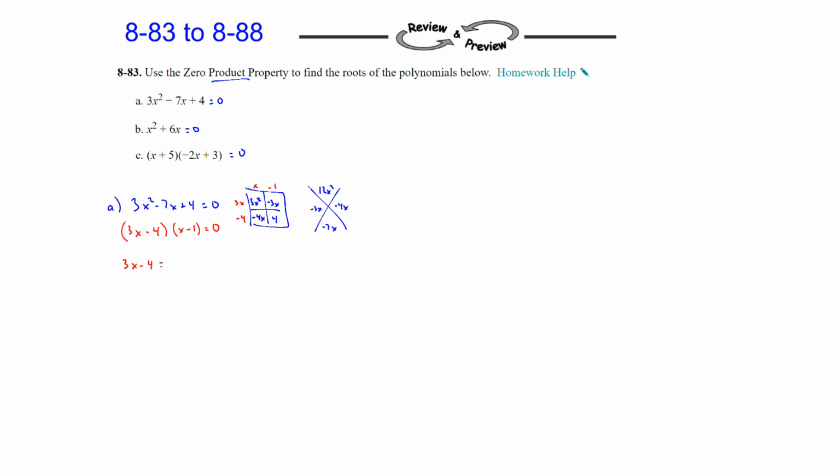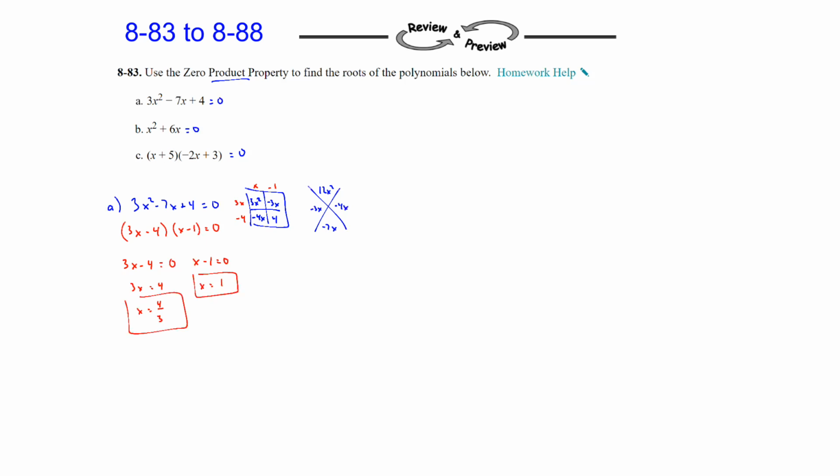When two numbers are being multiplied together that are equal to 0, one of the factors must be 0. So we're going to set both of them equal to 0 and solve the two linear equations, and we get x equals 4/3 and x equals 1. So we used the zero product property. We factored first, then used it to find the roots of the polynomial. And the roots are x equals 4/3 and x equals 1.